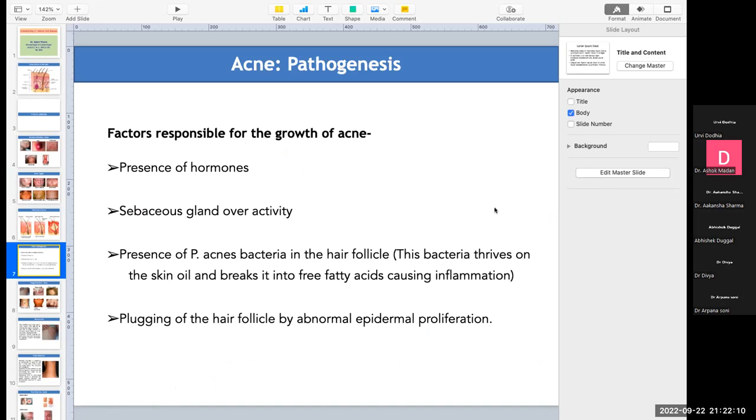Now, what are the factors responsible for the growth of acne? This can be the presence of hormones, meaning hormonal changes can lead to acne. Sebaceous gland overactivity, presence of T acne bacteria in the hair follicle. This bacteria thrives on the skin oil and breaks it into free fatty acids, causing inflammation, and that can lead to the acne. Plugging of the hair follicle by abnormal epidermal proliferation.